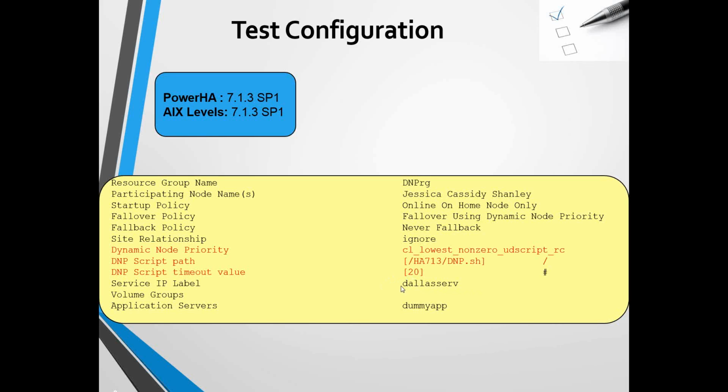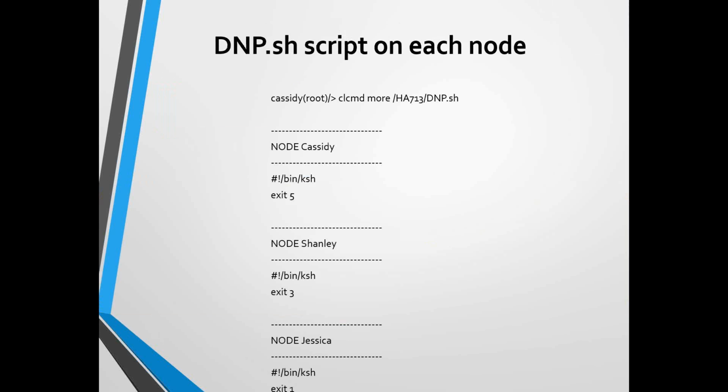Now, in my environment, I don't have a real application, but I have a service IP address and an application controller script, also what we call application server. So here on this last slide is the contents of my dynamic node priority shell script.